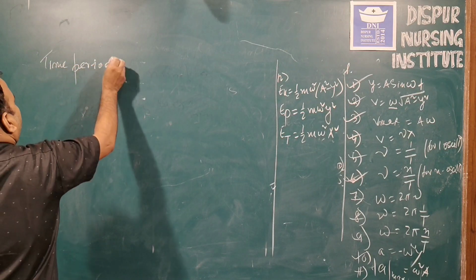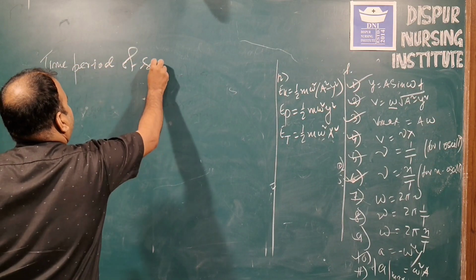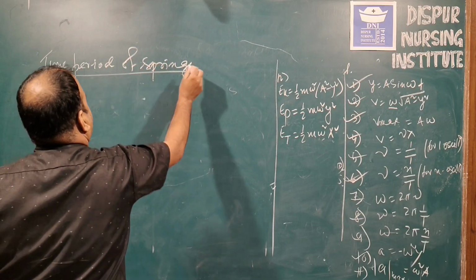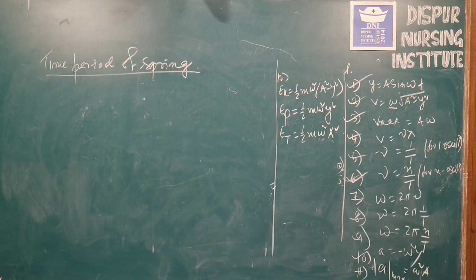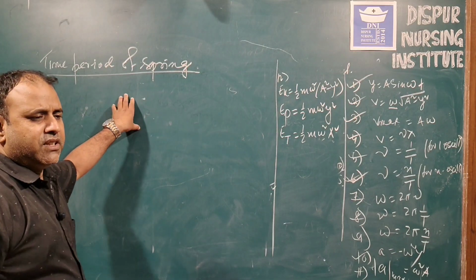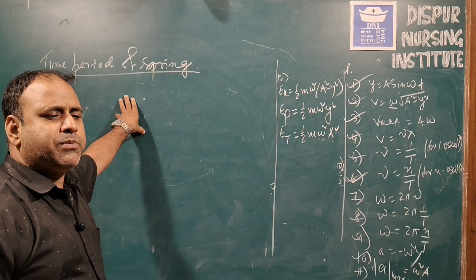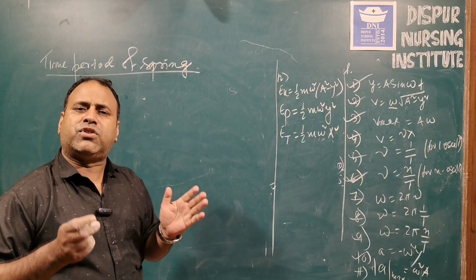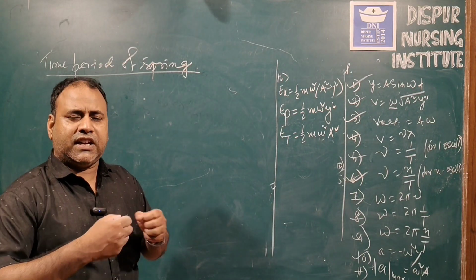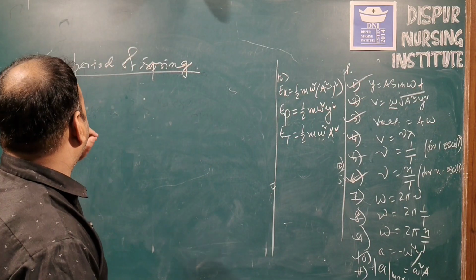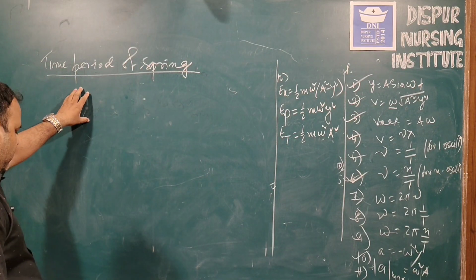Time period of spring. So basically you remember this is the concept. So how the time period of spring means when you are acting the force on the spring, there is an oscillation, there is a vibration. So per second, what is the time? That time we are going to calculate. This is a time period.